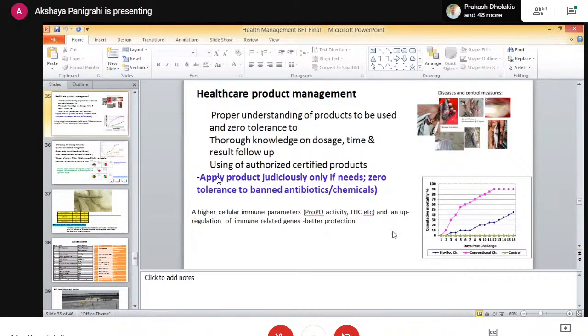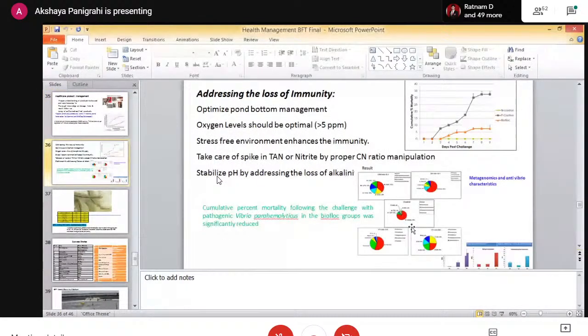From this graph, we can know that in the biofloc system, the mortality in the control system we can see is 90%. In the biofloc grown animal, when it is challenged with pathogenic Vibrio parahaemolyticus, we have seen the mortality is only 40%. So they are naturally healthy, it means.